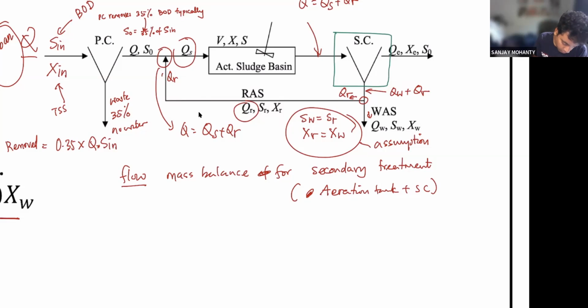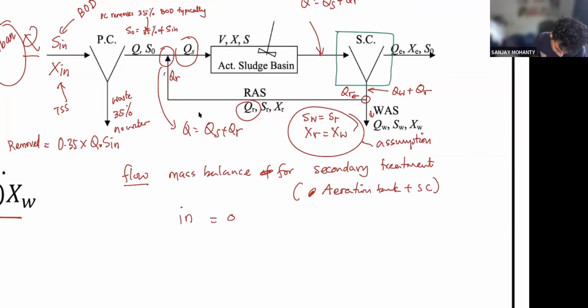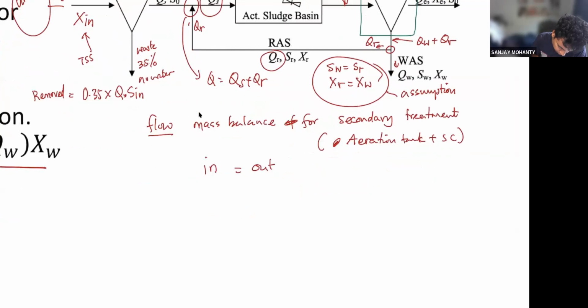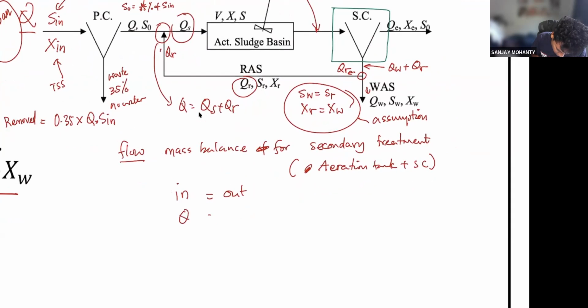So if you do a flow rate mass balance for that, then what is coming in has to be what is leaving the system. So that means Q, which is coming in, has to be QE plus QW.